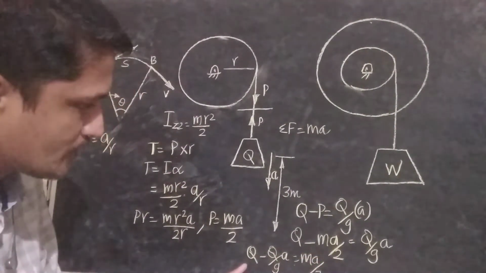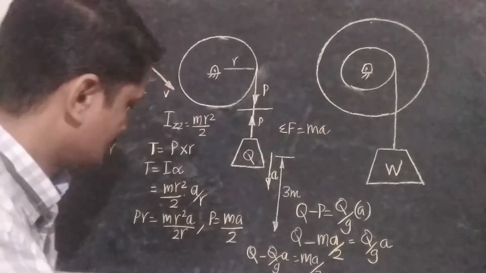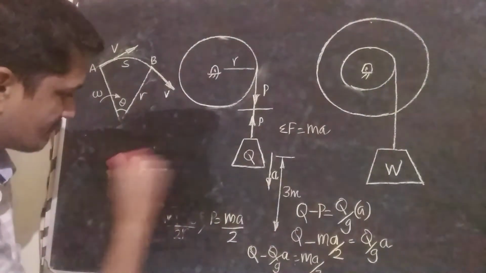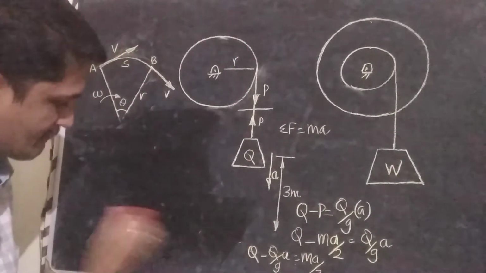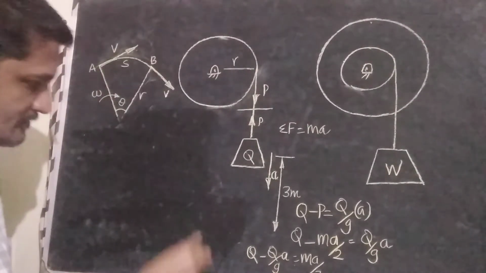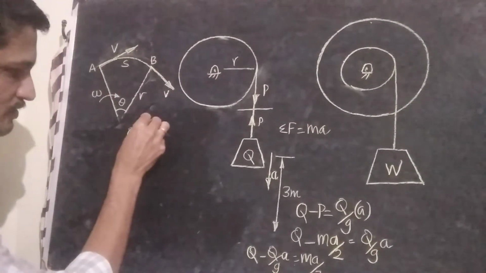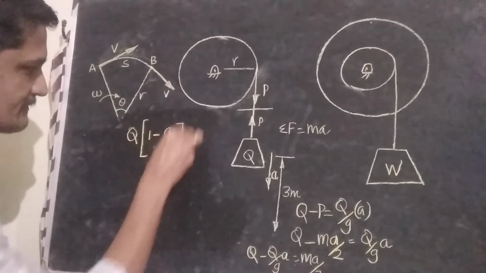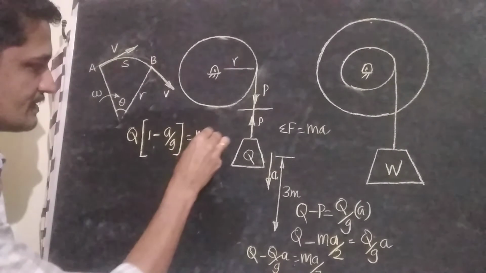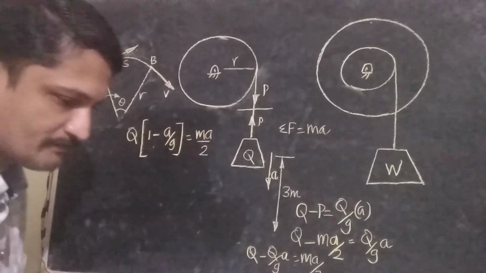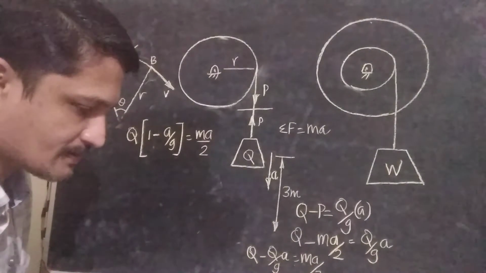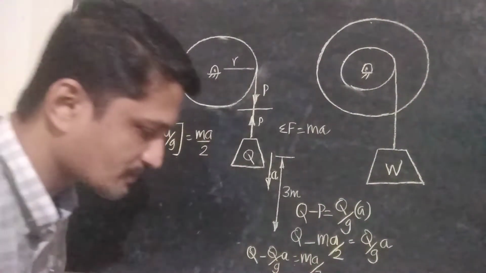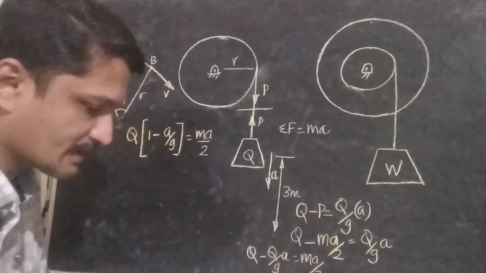Then Q into... from this equation we can take Q out of the bracket, then 1 minus A by G is equal to m a by 2. Then from this equation we can calculate Q. The value of Q is equal to 45 Newton.